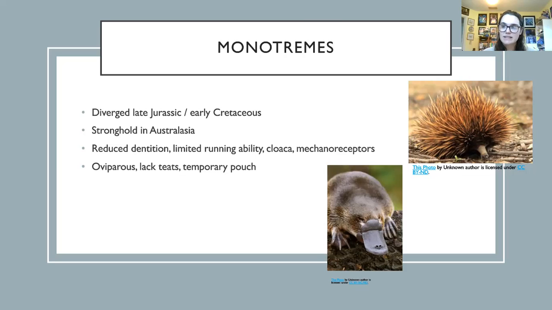They also lack teats, so very interesting. The echidnas, they don't have teats, so instead of the young suckling, the young will kind of just lap up the milk from the mother, which is very interesting. They also develop a temporary pouch when they're developing the young as well.